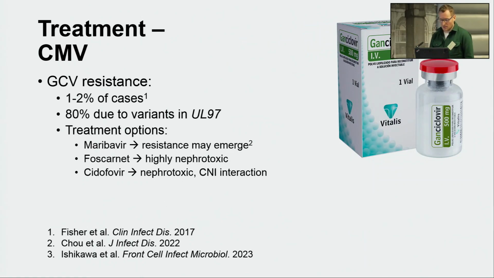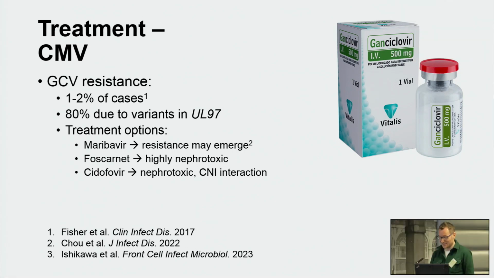So unfortunately, ganciclovir resistance does exist. It's relatively rare at the moment, but I think it is increasing over time. And about 80% is due to variants in this gene UL97, which is present in the CMV virus. There are various different treatment options available if you've got ganciclovir resistance. So maribavir is an antiviral, but there's also increasing resistance to that emerging.